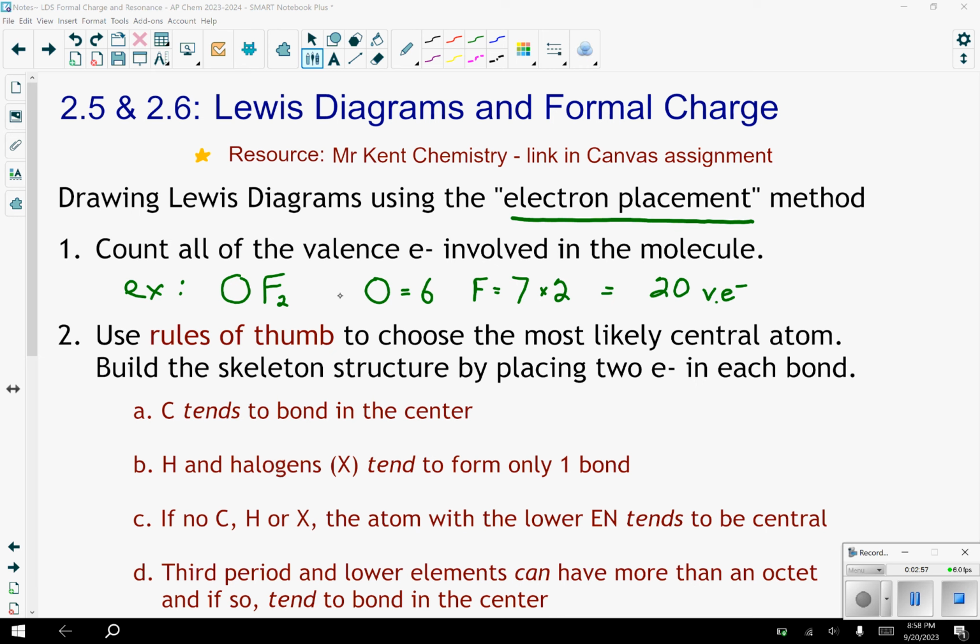But the first step would be to count up the total number of valence electrons involved in the molecule. So you would know that oxygen has 6, each fluorine would have 7. That would be a total of 20 valence electrons. This is important because ultimately you will be placing 20 different valence electrons around these atoms that are going to bond together.